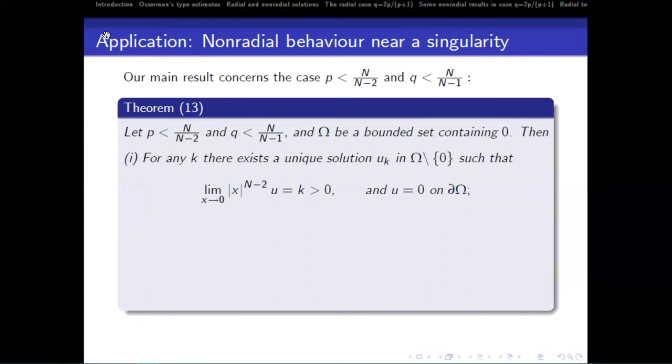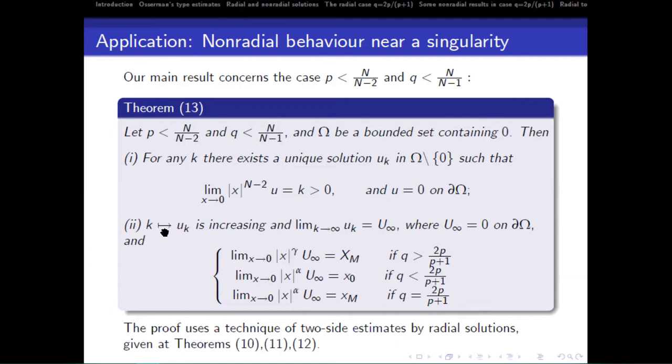As an application, I mention the non-radial behavior near a singularity. Our main results concern the case p less than n over n minus 2, and q less than n over n minus 1. Consider omega a bounded set containing zero. First, we prove that for any k, there exists a unique solution u_k in omega of the equation with the Dirac mass k at zero, and u is zero on the boundary. Moreover, the map k to u_k is increasing.